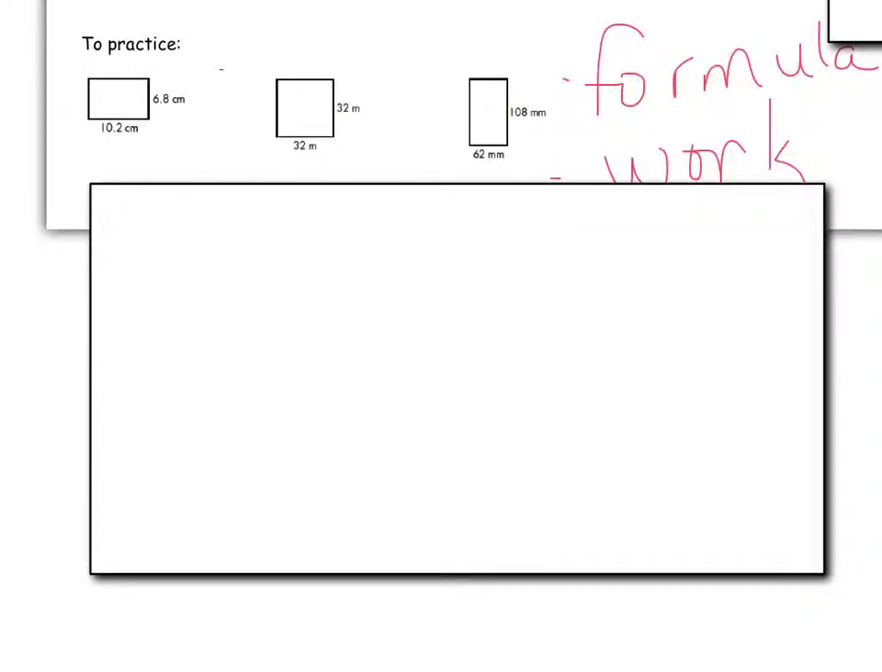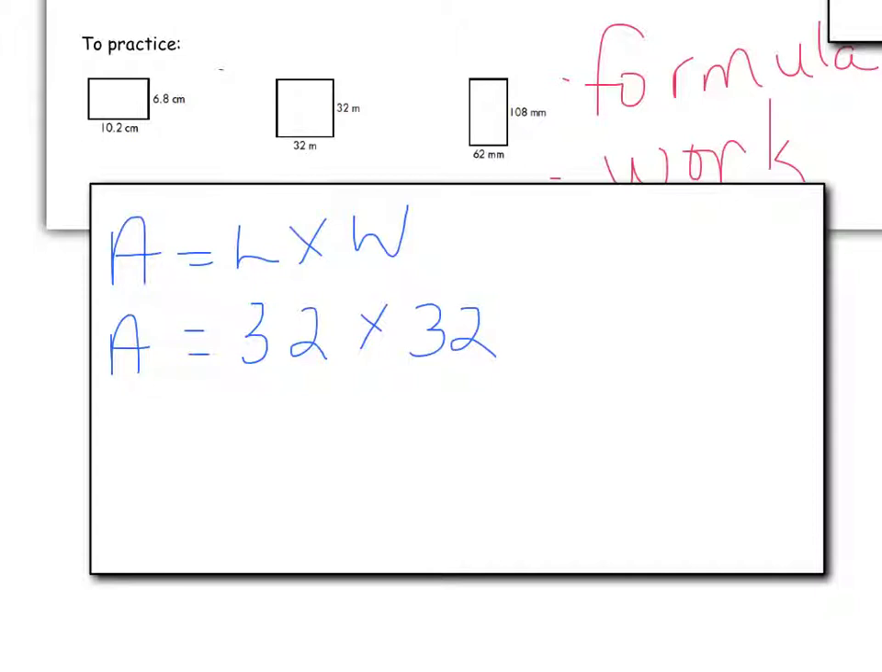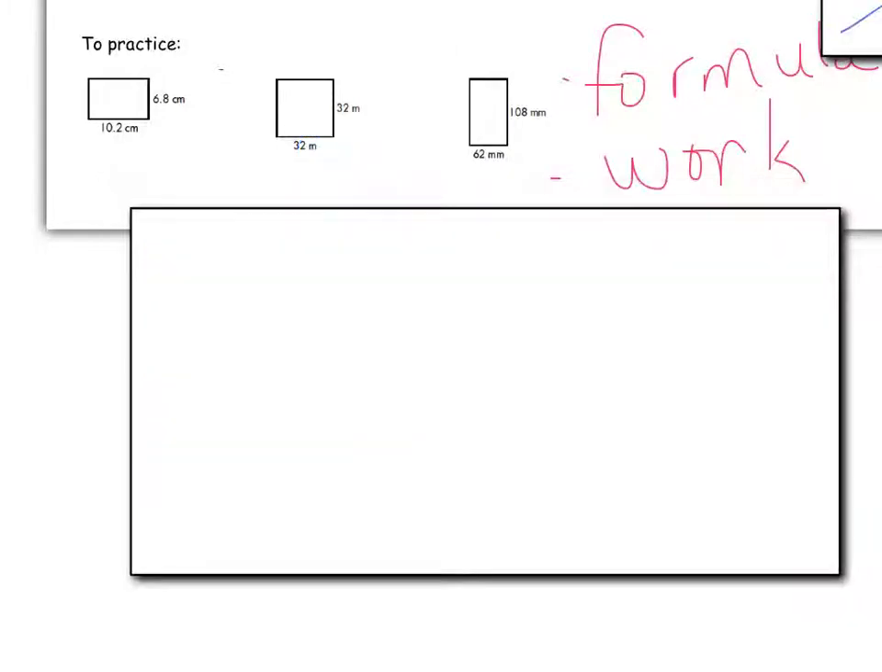Let's take a look at the second one, and it's actually a square, but remember for area that doesn't change anything. It's still length times width. So our area then is 32 times 32. 32 times 32 is 1,024, and this is now meters, so be careful, be aware of what your units are. Meters squared. Go ahead and check yours.